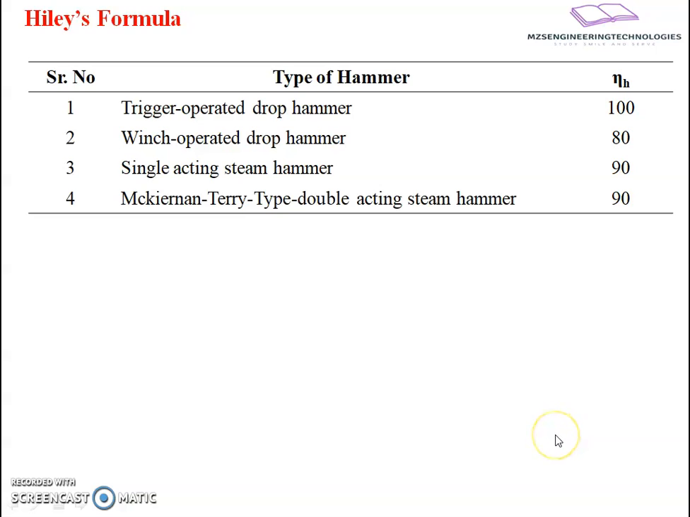Now let us talk about the efficiency of the hammer. The efficiency of a hammer depends upon the type of hammering system which we have provided while driving the pile. So there are trigger operated drop hammer, winch operated drop hammer, single acting steam hammer, and Macnaughton Terry type double acting steam hammers. In case of trigger operated drop hammer, we consider 100% hammering efficiency. In case of winch operated drop hammer, it is 80%. In case of single acting steam hammer, it is about 90%. And in case of Macnaughton Terry type double acting steam hammer, it is going to be 90%.